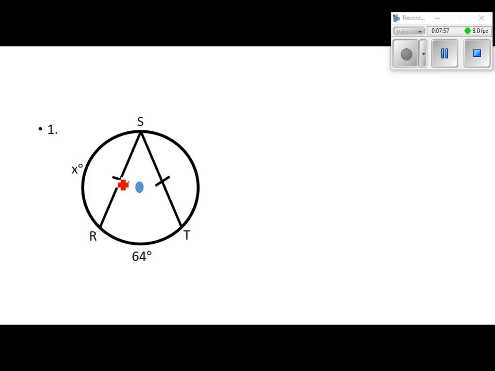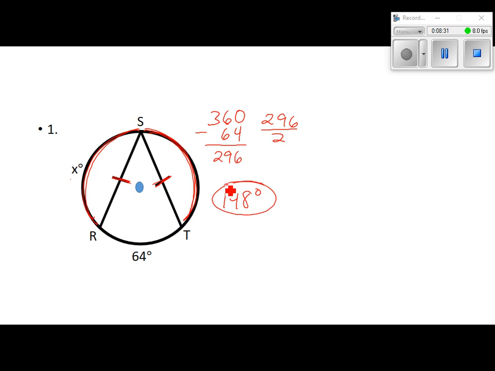Number 1, we know these two chords are congruent. So that means this arc from here to here and this arc from here to here have to be congruent. Well, we know a whole circle is 360, so I take 360 minus 64, and I get 296. Well, if these two have to be the same, then I just take that 296 and I divide it by 2, and I end up with 148 degrees, and that's our x. That's our answer to number 1.